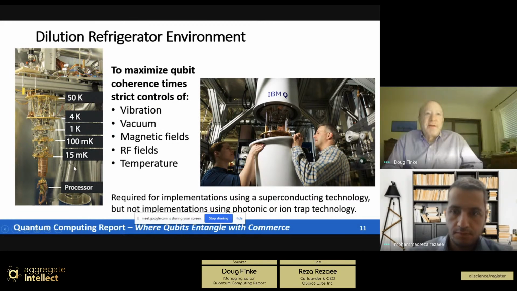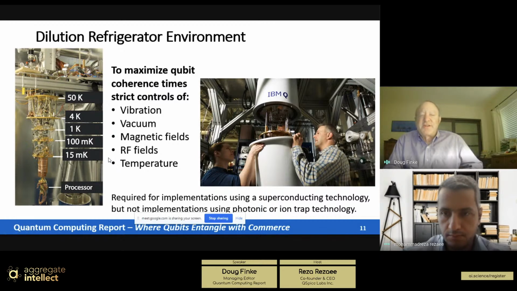dilution refrigerator, where if you have a superconducting circuit and you keep it at a very, very cold temperature, 15 millikelvin above absolute zero, that will help minimize the external disturbances that will cause the qubit to collapse and have premature decoherence. So these are very expensive devices, by the way.